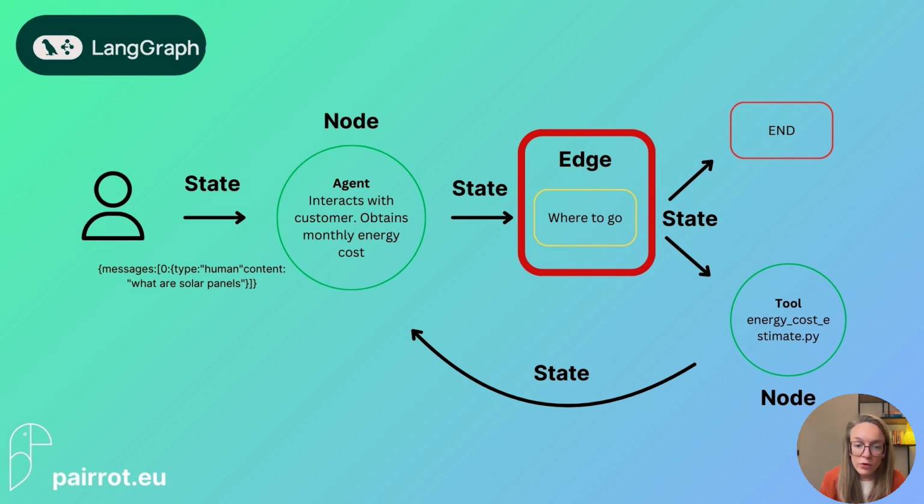Edges also allow for conditional logic. For example, if the user provides a valid electricity cost, we move forward in the process. If the user input is missing or invalid, we could loop back and ask for it again.